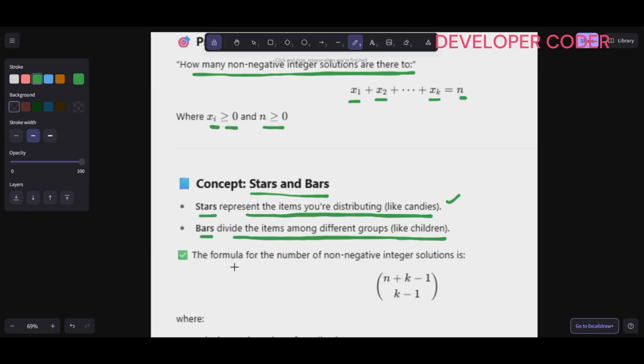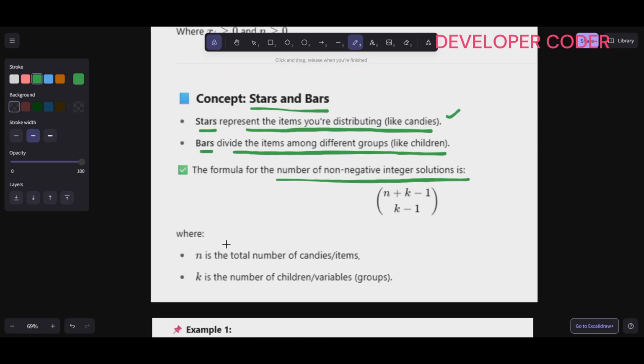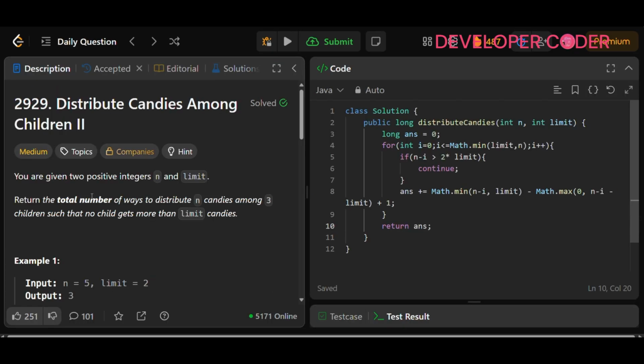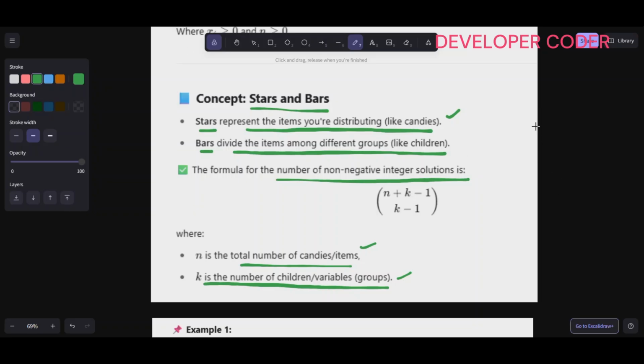The formula for the number of non-negative integer solutions is (n plus k minus 1) choose (k minus 1). Here n is nothing but the total number of candies or items, and k is the number of children, variables or groups. In our problem statement, we have to return the total number of ways to distribute n candies among 3 children. So in our case n is equal to 5, and we have to distribute among 3 children.